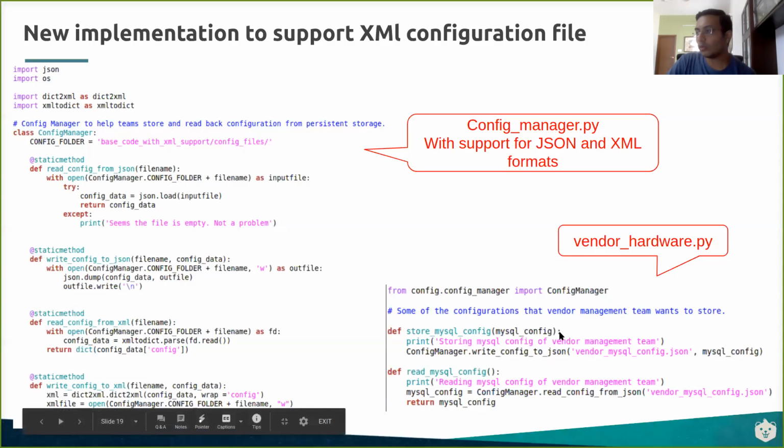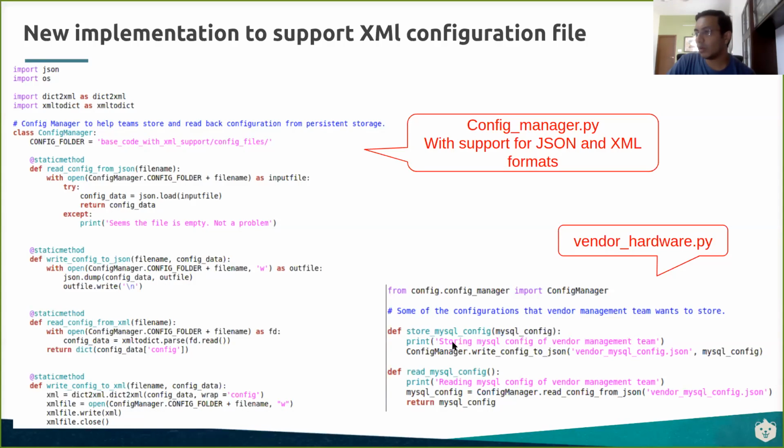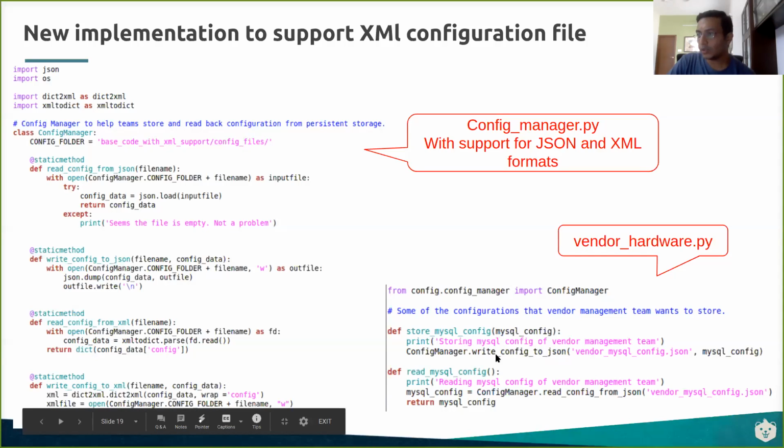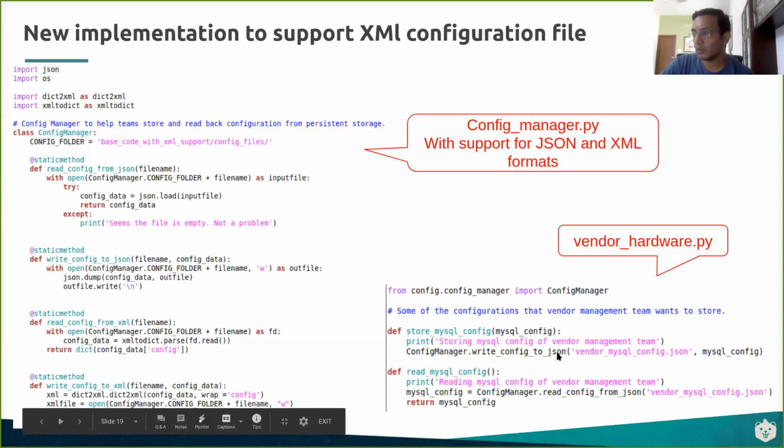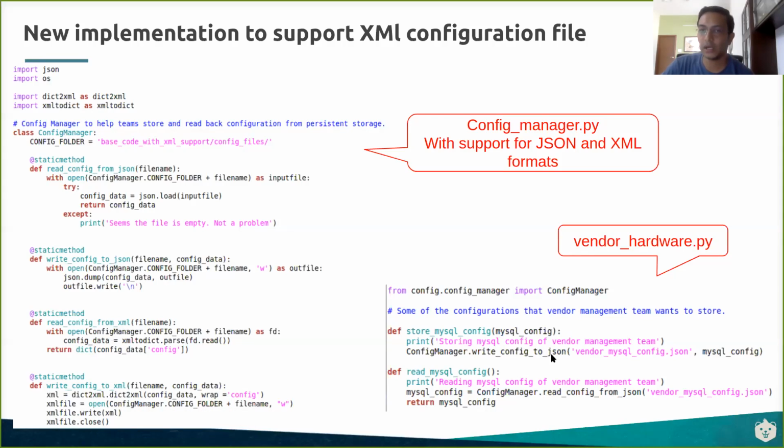Now the vendor hardware team, which was earlier using JSON, now has to change. Earlier it was just calling config manager write config. But now it has to know what kind of file it is writing. So it has to say write config to JSON, and read config from JSON. So now what is happening here is each product team needs to know what kind of file it's handling and appropriately call the method, where the method name is also suggesting what kind of file they're reading or writing.